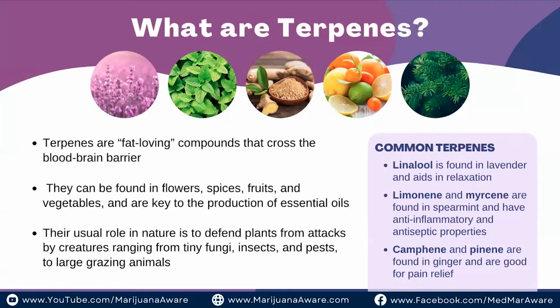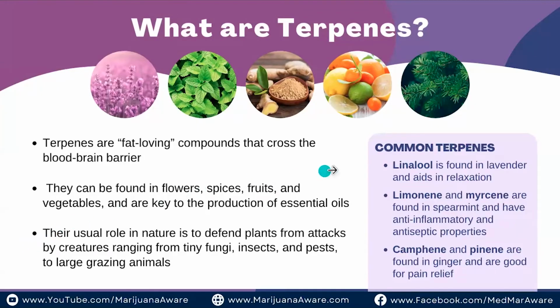A lot of the reason terpenes exist is because the plant uses them when it's growing to defend itself from attacks from other creatures, fungus, insects, pests, and large grazing animals. So the terpenes are there to protect the plant. But once the plant is harvested, it turns out that those terpenes can be used for medicinal purposes, which is great.